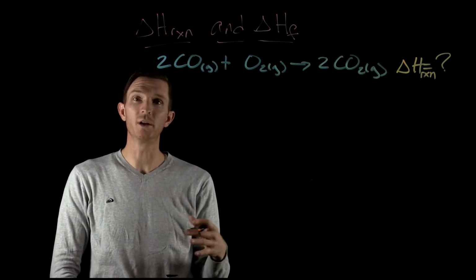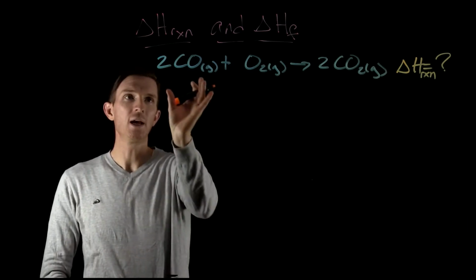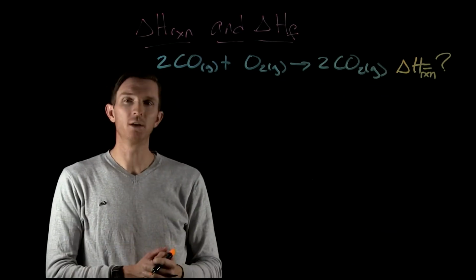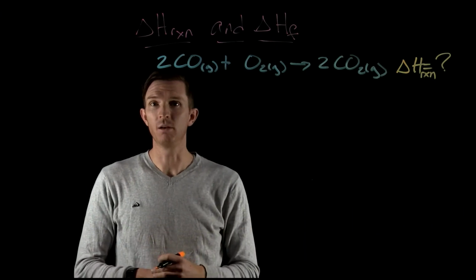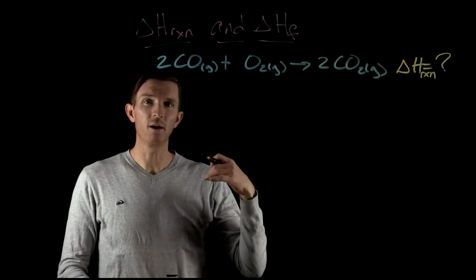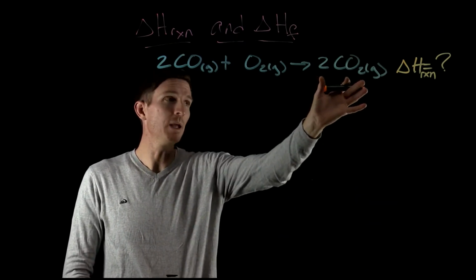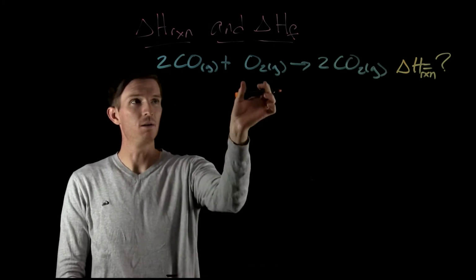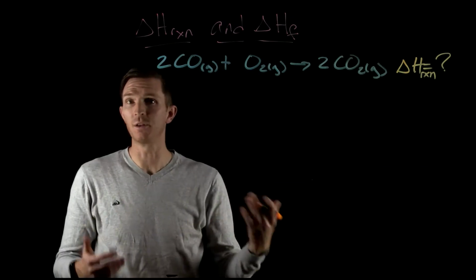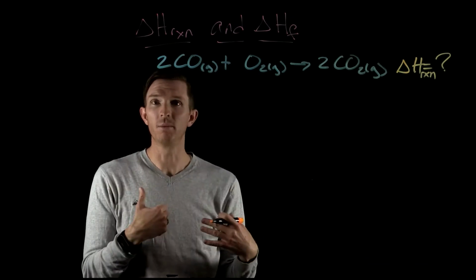Now what we could do is a calorimetry experiment and look at this reaction. Or what we could do is look at some known information that we have. This is the benefit of using enthalpies of formation. Since they are defined, known values for how much energy change it takes to make carbon dioxide, oxygen, and carbon monoxide from the elements in their elemental state, we could use that to our benefit.